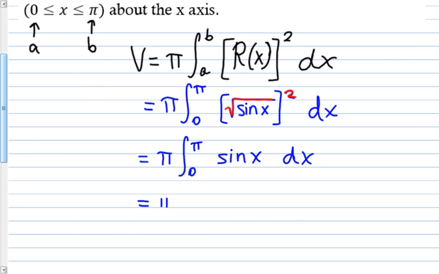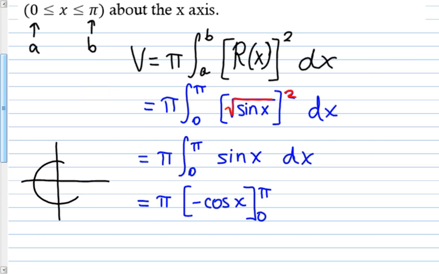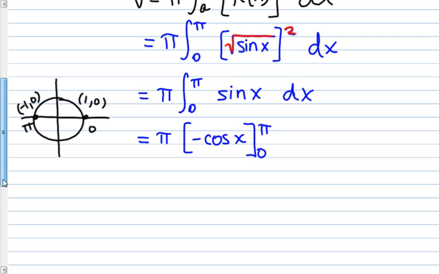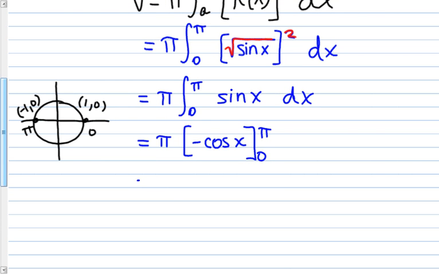So pi times, now the integral of sine is negative cosine, right? That's what I would have to derive to get positive sine. And then I'm evaluating from 0 to pi. So very quickly, unit circle, right? Here's pi, here's 0. Here the coordinates are 1, 0. Here the coordinates are negative 1, 0. So pi times negative cosine of pi minus negative cosine of 0.